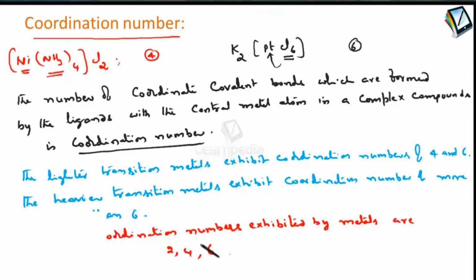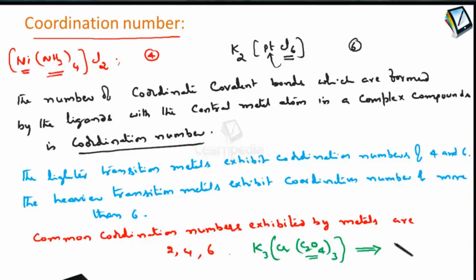For example, what is the coordination number of chromium in K3[Cr(C2O4)3]? So here the 3 ligands are there. That does not mean the chromium coordination number is 3. Here oxalate ion, each one is a bidentate ligand. So each oxalate ion will form 2 coordinate covalent bonds with the central atom. So 3 oxalate ions put together will form 6. Hence, the coordination number of chromium, the central metal atom in the complex compound, is 6.